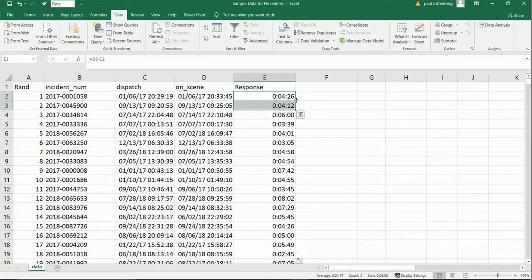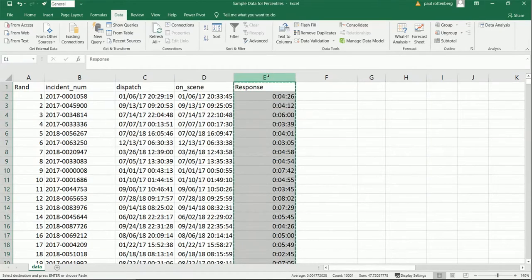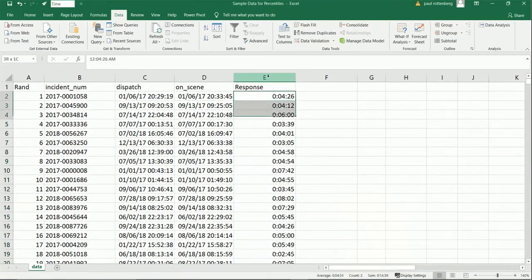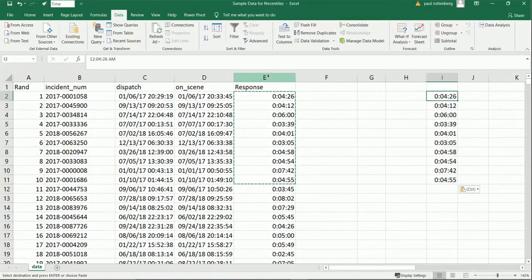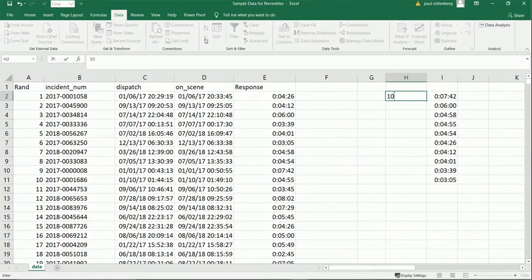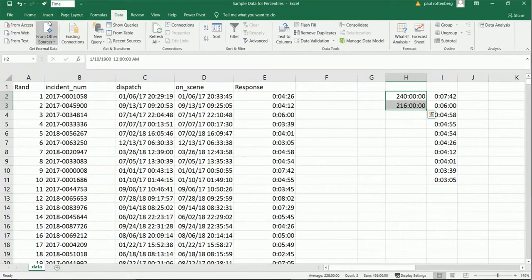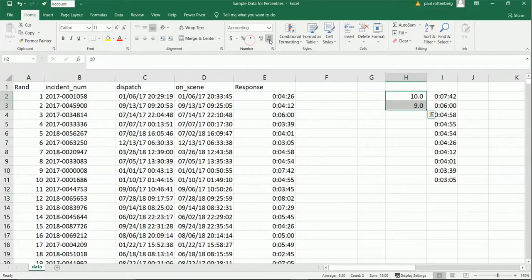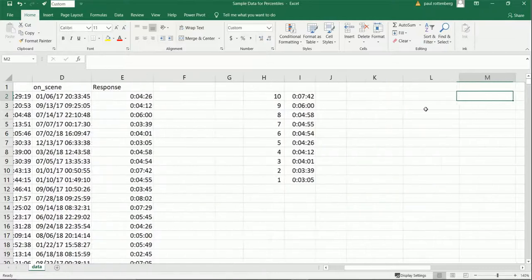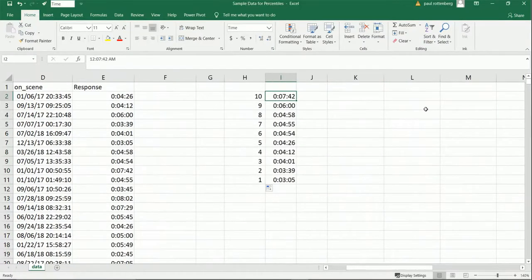What I'm going to do is grab 10 of these values here, 10 response times. There we go. And I'm going to block them, and I'm going to drop them right here. And then I'm going to sort them and put the longest one at the top, and then put them in rank order. So that's 10 and 9, and I'm going to have to fix that format there. There we go. All right, so now I've got my 10 values, response times that I want to calculate percentiles for.